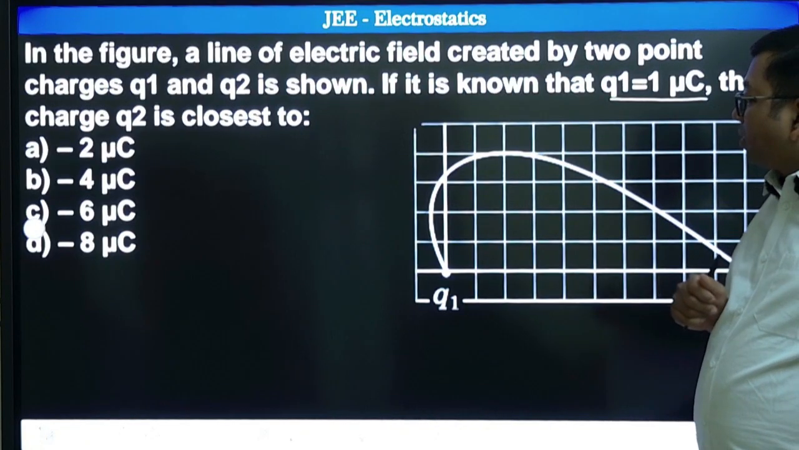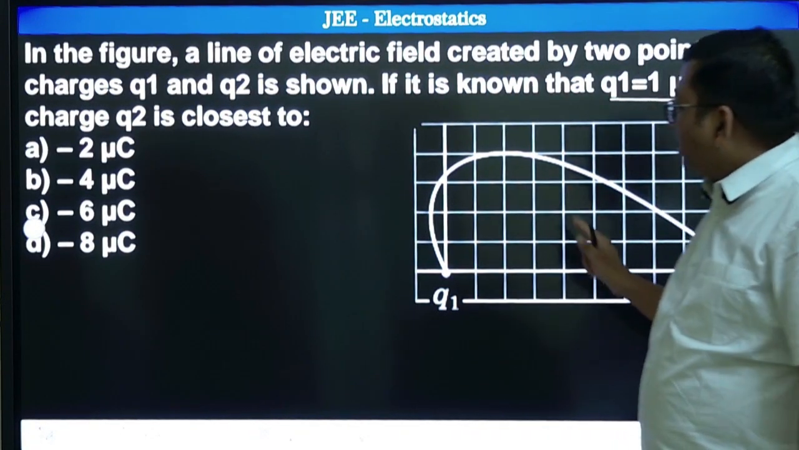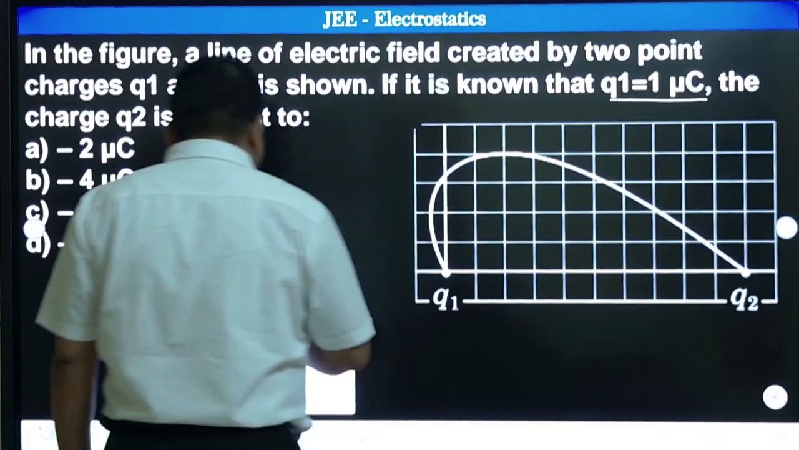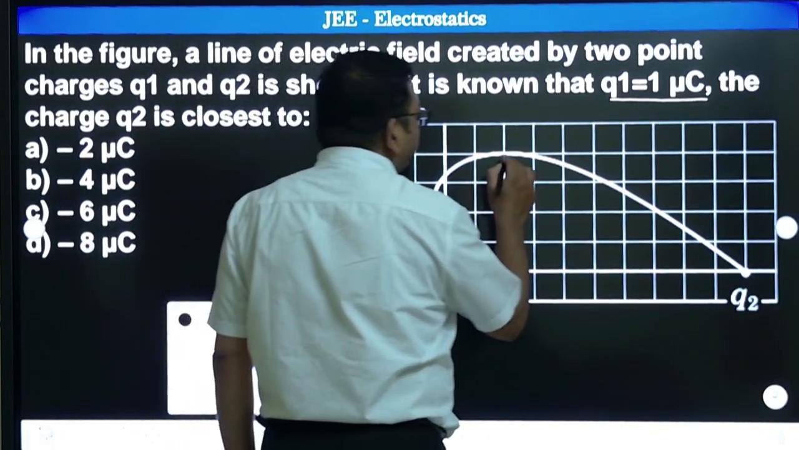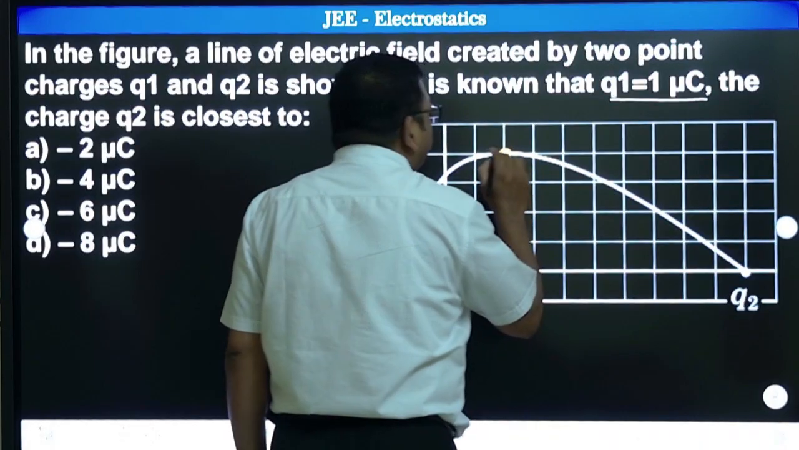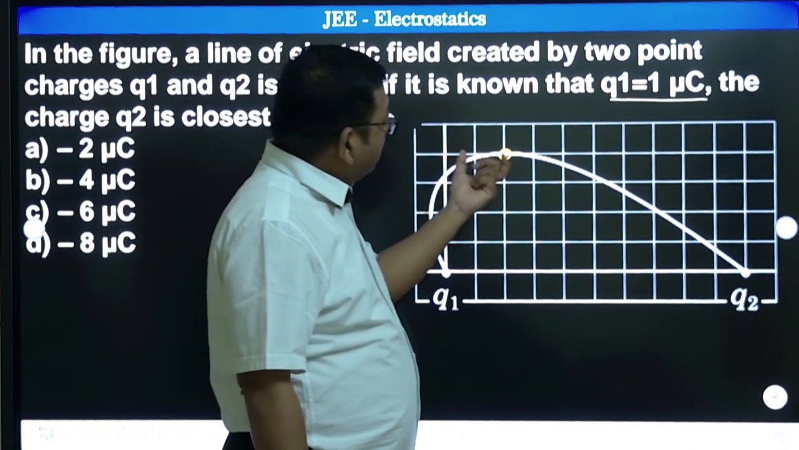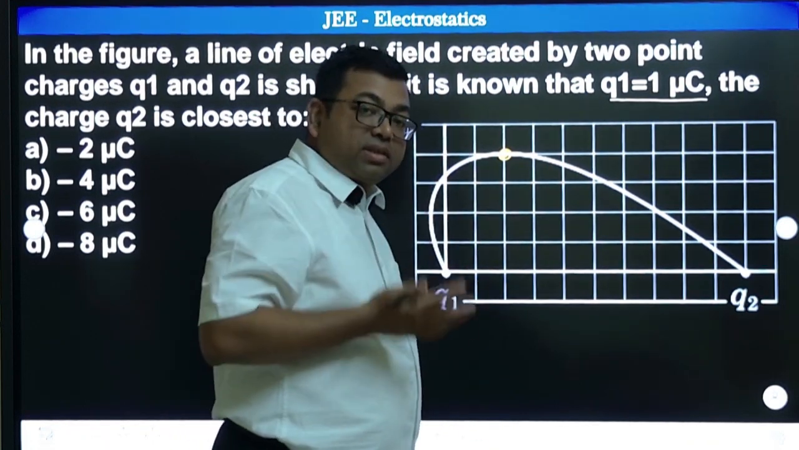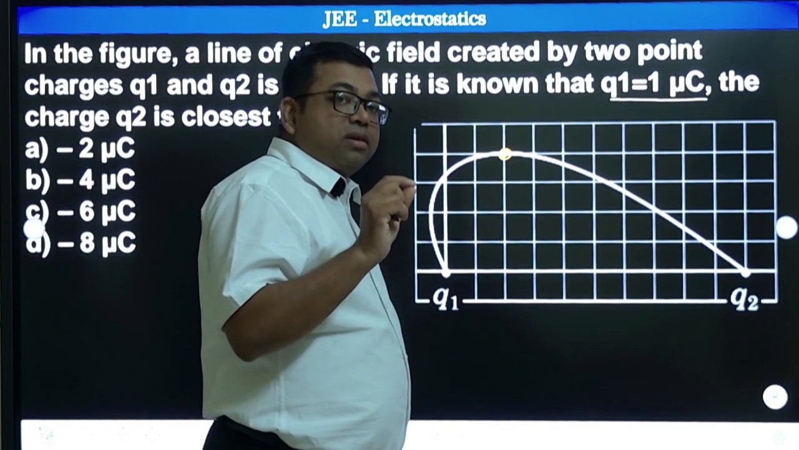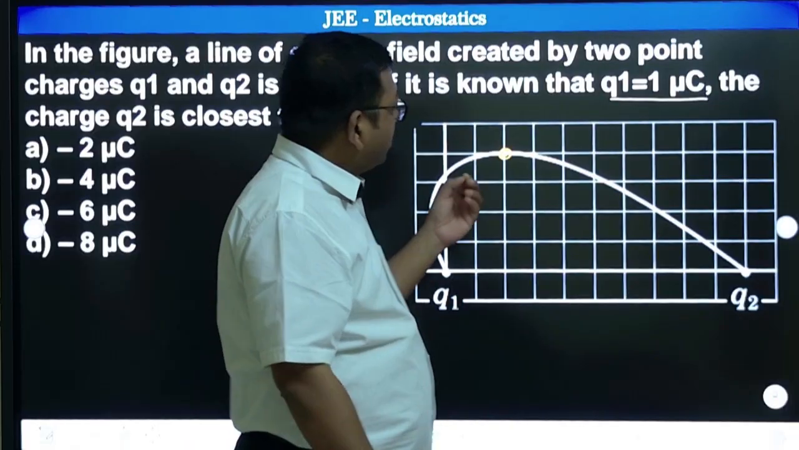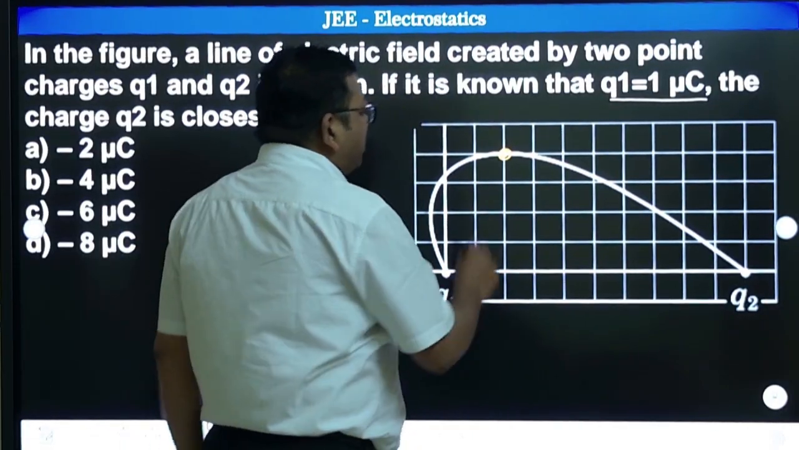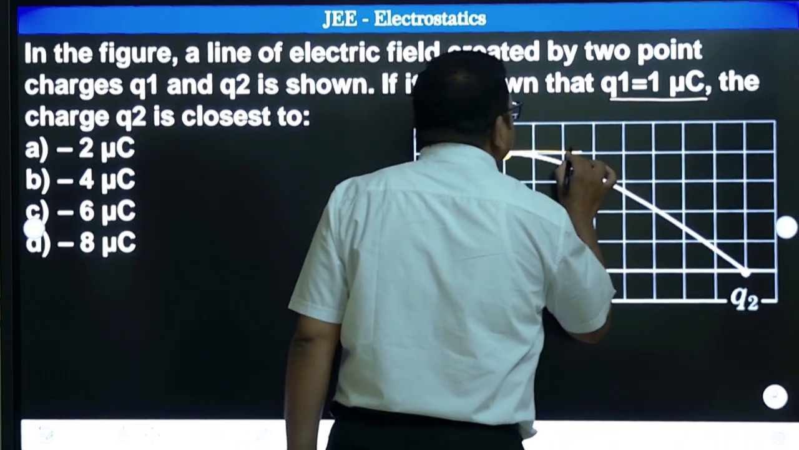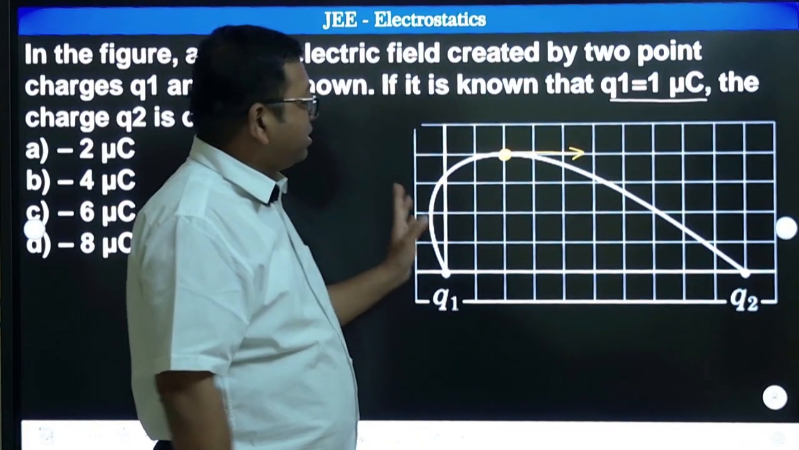Okay. Now, first of all, try to visualize this. Suppose you take some point here. At this point, you are able to clearly see that this field has become horizontal, because field lines give the force per unit test charge, right? So if you keep a test charge here, you can see the tangent direction, either this side or this side, doesn't matter.